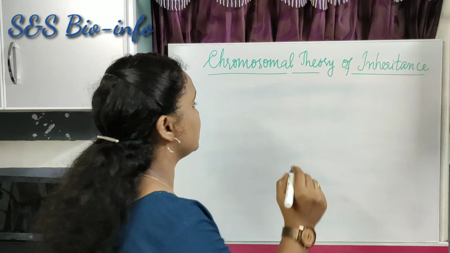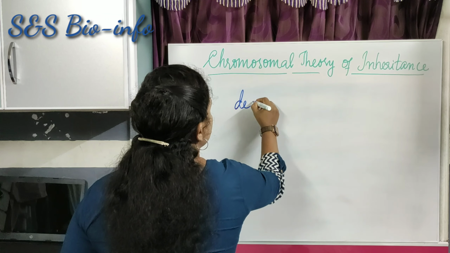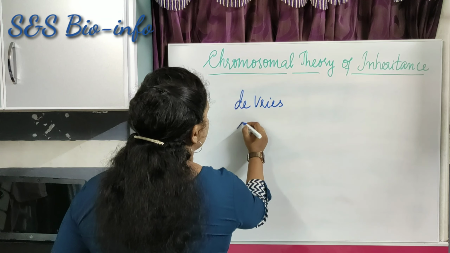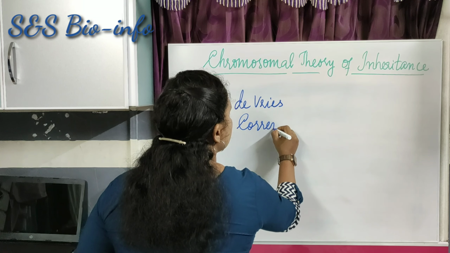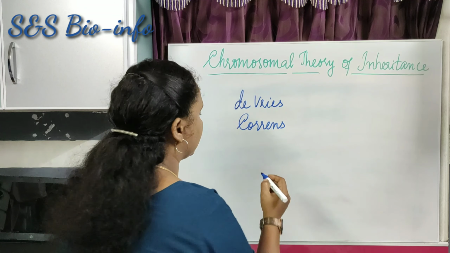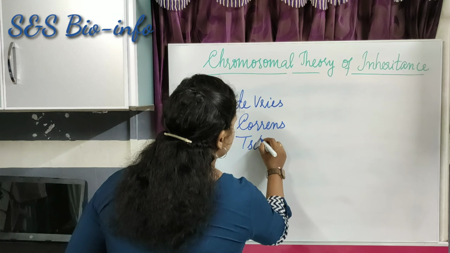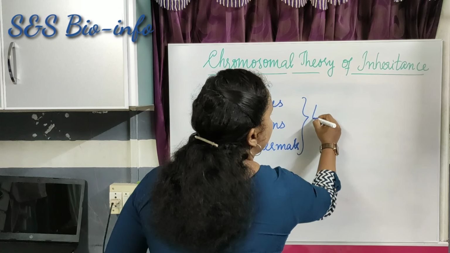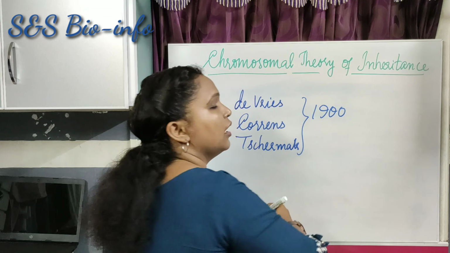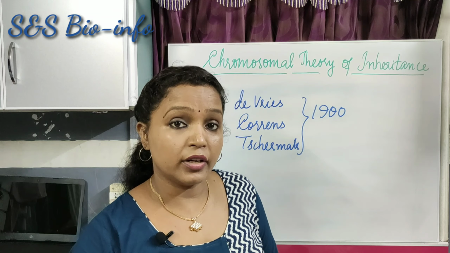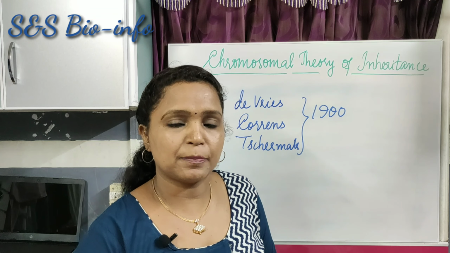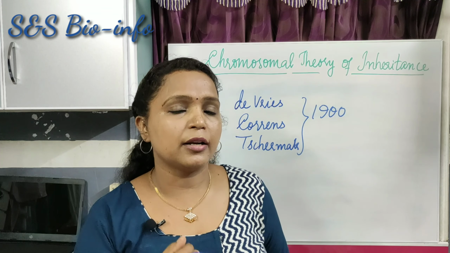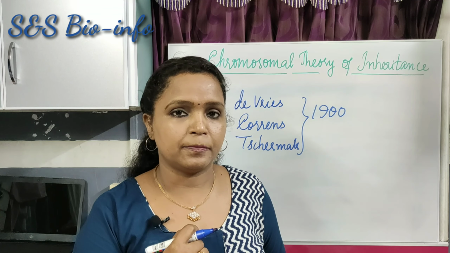Who are the scientists? De Vries, Carl Correns and Schermak. In 1900 they rediscovered and redid the Mendelian experiments. They got the same conclusion as that of Gregor Mendel's observations.